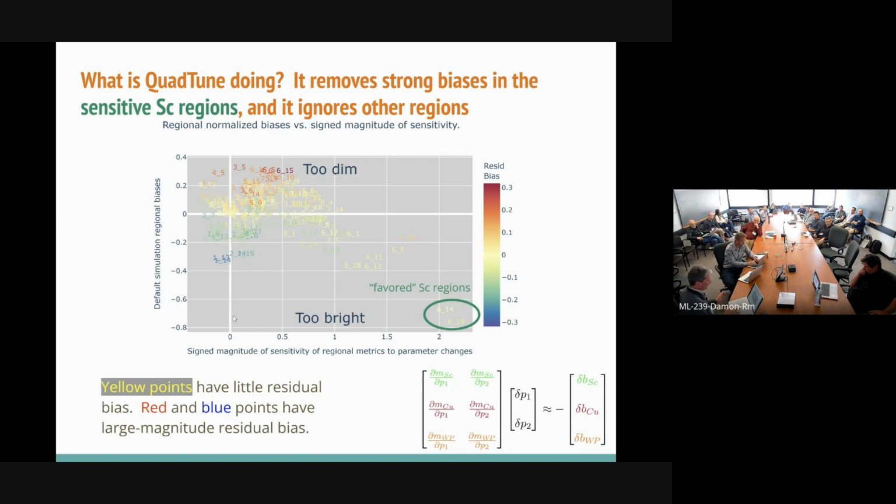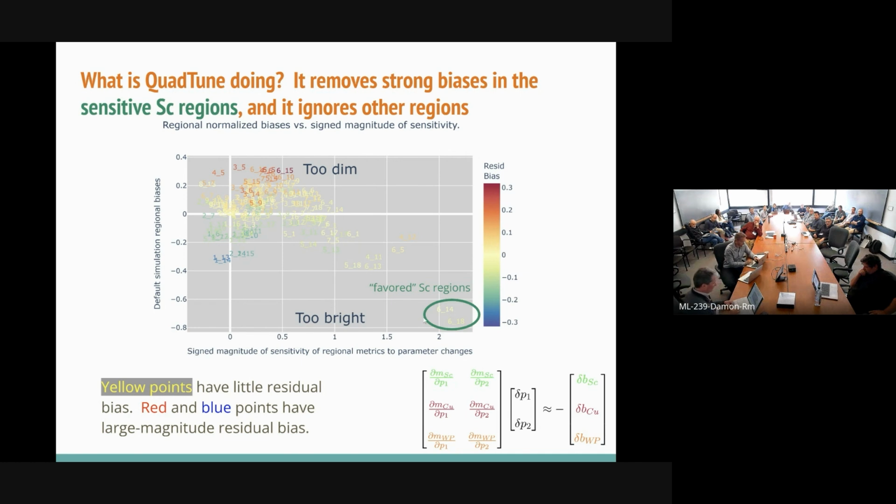Okay, then we plot that versus the bias. So basically that's the right-hand side here. And we're saying these regions are too dim, these are too bright. And then the color coding gives the residual bias. In other words, that's the bias after tuning.